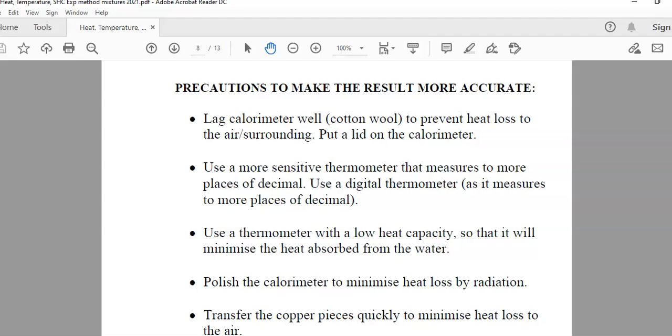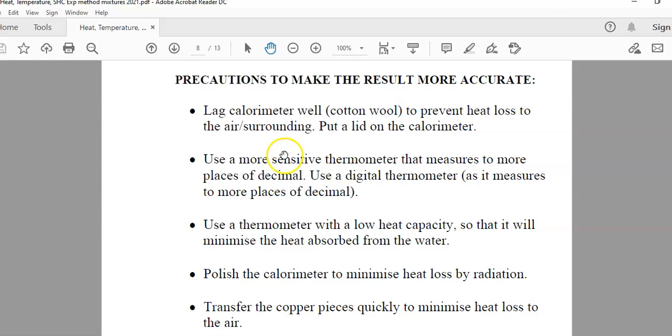In all these experiments, there are a set of precautions to make the final result more accurate, and a lot of these precautions will do for any experiment in heat whatsoever. They become tedious after a while, but they're worth learning because obviously they come up quite a lot in Leaving Cert questions. A lot of them are about minimizing heat loss to the surroundings, so let's run through a few of them.